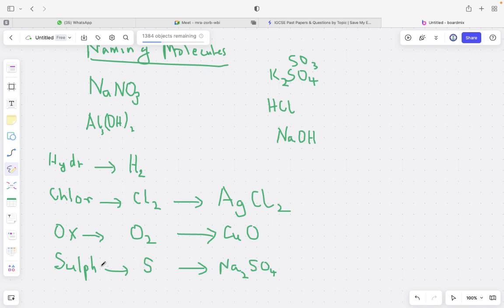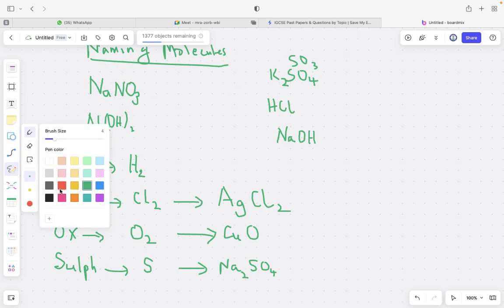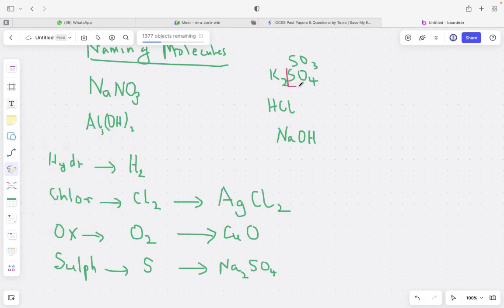Sodium sulfate. Once you see sulfate, it means the compound contains sulfur. Once you see sulfate, it's SO4. I already said that sulfate is SO4, sulfite is SO3, right? Sulfate is SO4. We already said that earlier on. Nitrate is NO3.